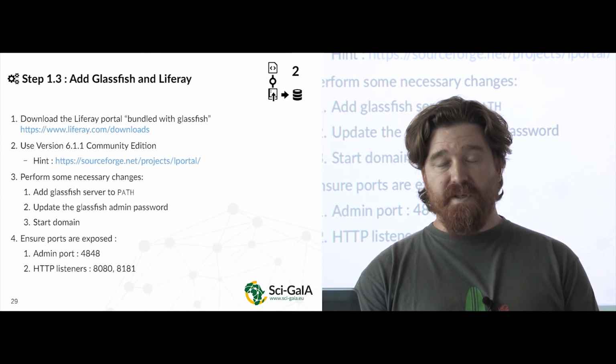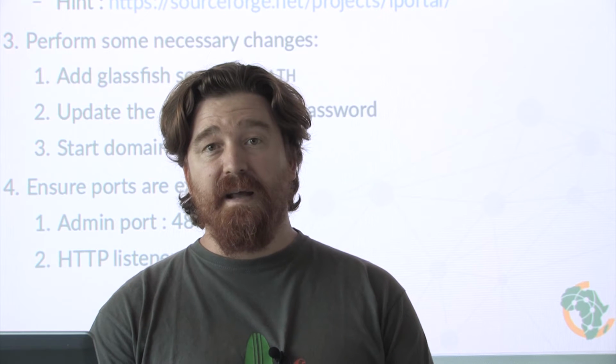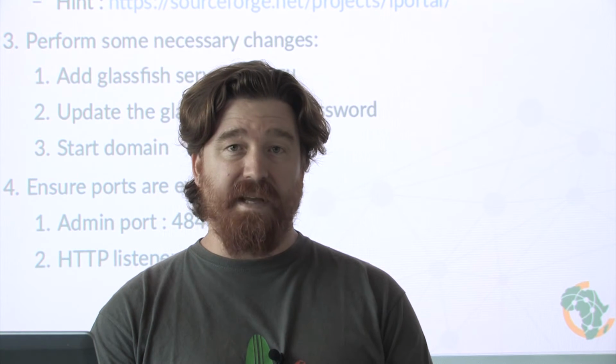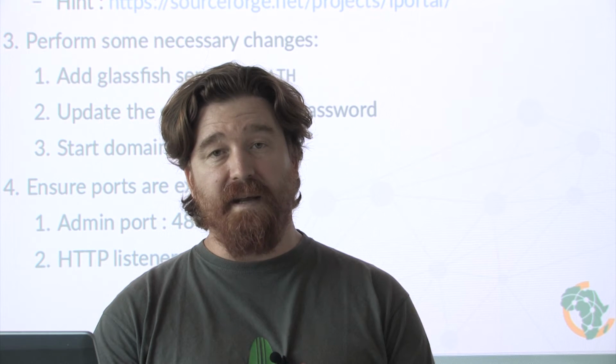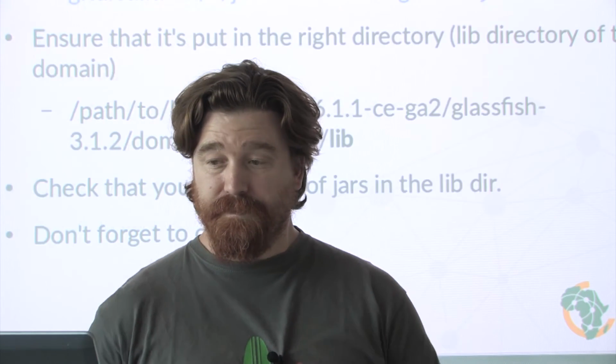To check, we will be checking that the three or four network ports necessary for this container have been properly set. The first one is 4848 for the Glassfish admin access, and then of course the HTTP listeners on 8080 and 8081, or whichever ones else you configure.